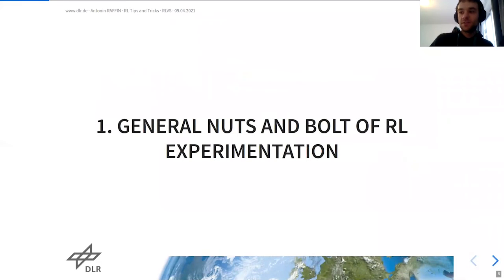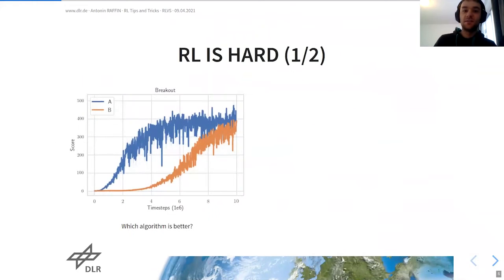But to start with, you have to know one thing: RL is hard. Just to show you a quick example of what I mean by that, here you have two algorithms, A and B, on the Breakout Atari game, and both are run for 10 million steps, with 10 independent seeds. You may wonder which of the two algorithms, A or B, is better. And the answer is that the two are the same algorithm, and it's even worse than that.